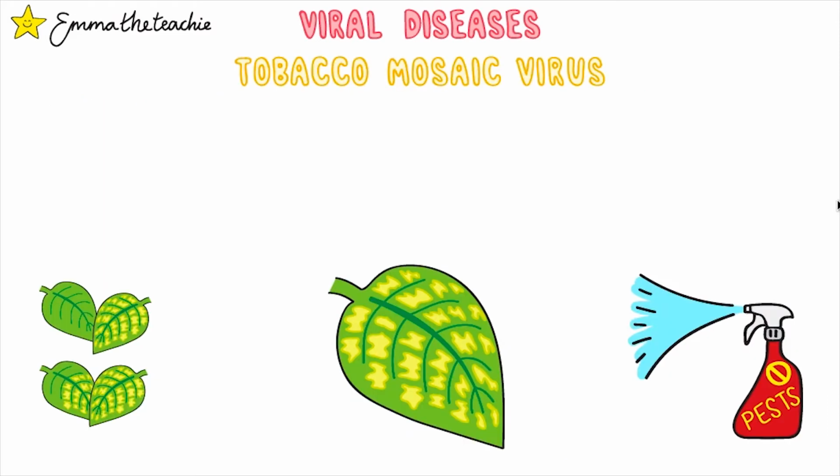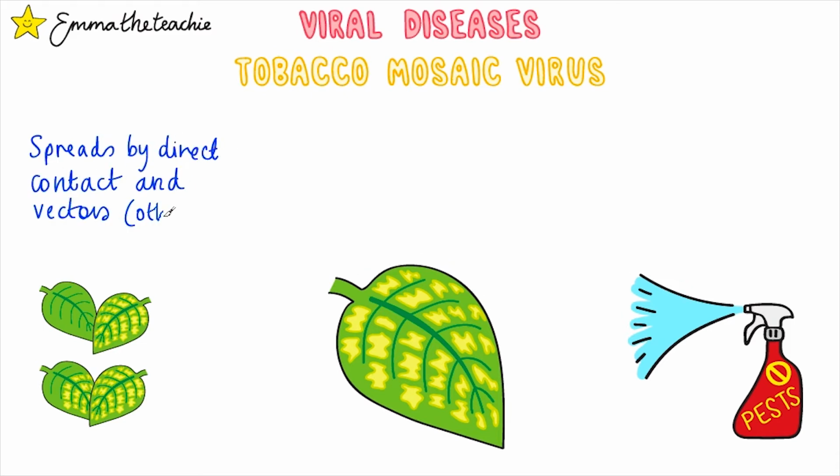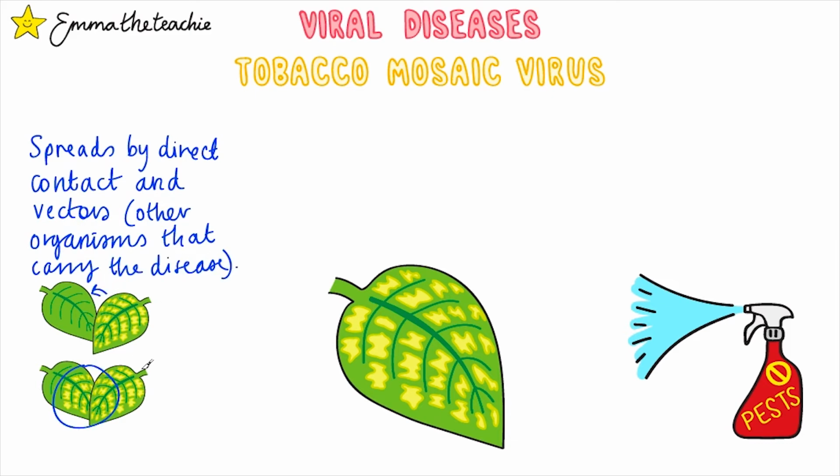Tobacco mosaic virus, or TMV, affects many species of plants, including tobacco plants and tomatoes. It's spread by direct contact and vectors, which are other organisms that can carry the disease pathogen. This means that the disease can spread easily and quickly.